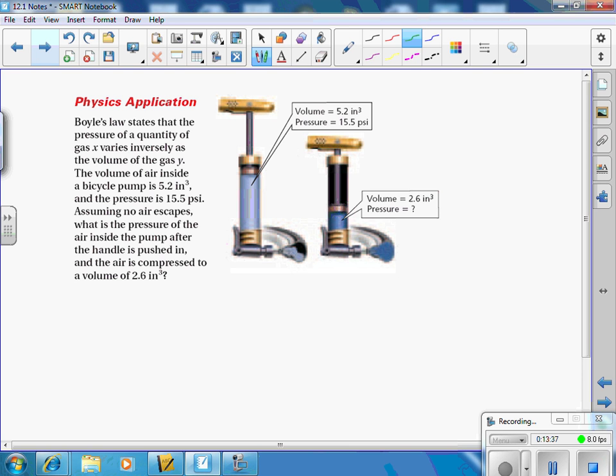So one more problem. And this is almost exactly like the problem I just did. Boyle's law states that the pressure of a quantity of gas varies inversely with the volume of that gas. So volume 1 times pressure 1 has to equal volume 2 times pressure 2 because they vary inversely. That means the k for them has to be exactly the same. So see if you can solve for the second pressure right here using what we just did, but now with the story problem. Go ahead and pause the video and see if you can do it.